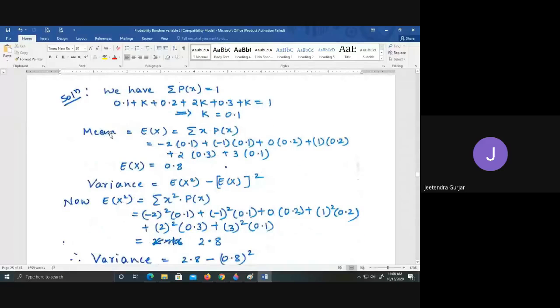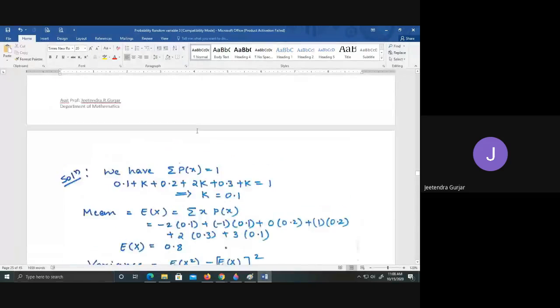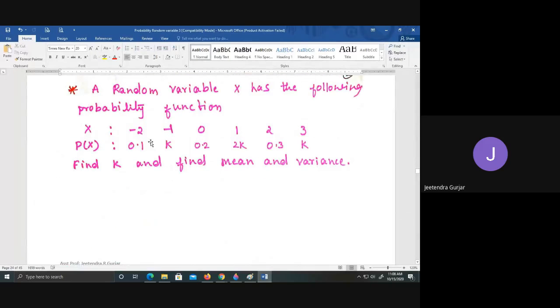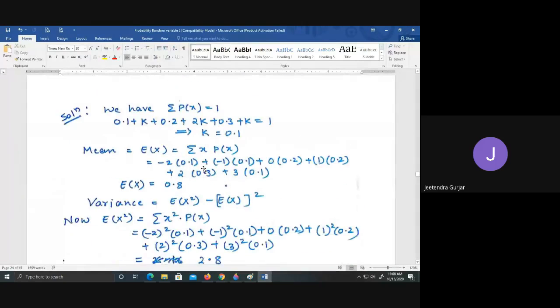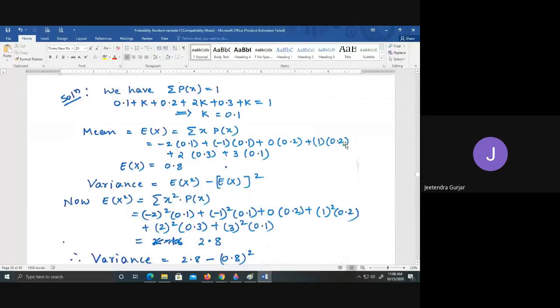Then we go for the mean. Already I told you to remember E of x is equal to summation x p of x. So summation means what? Sum of all these terms into respective probabilities. Means minus 2 is multiplied by 0.1, minus 1 is multiplied by 0.1 because k is 0.1, 0 is multiplied by 0.2, then plus 1 is multiplied by 0.2, plus 2 is multiplied by 0.3, plus 3 is multiplied by 0.1. Simplify this, you will get E of x is equal to 0.8, students.